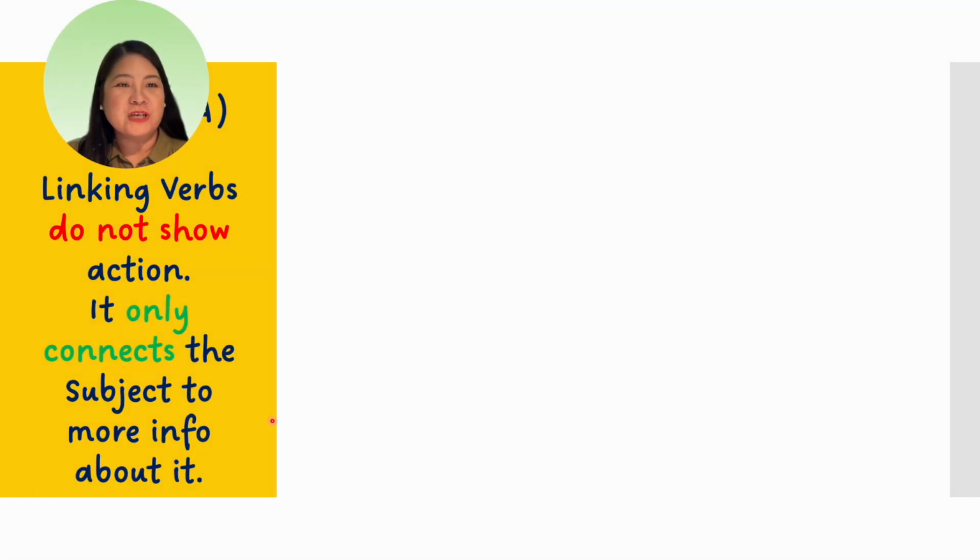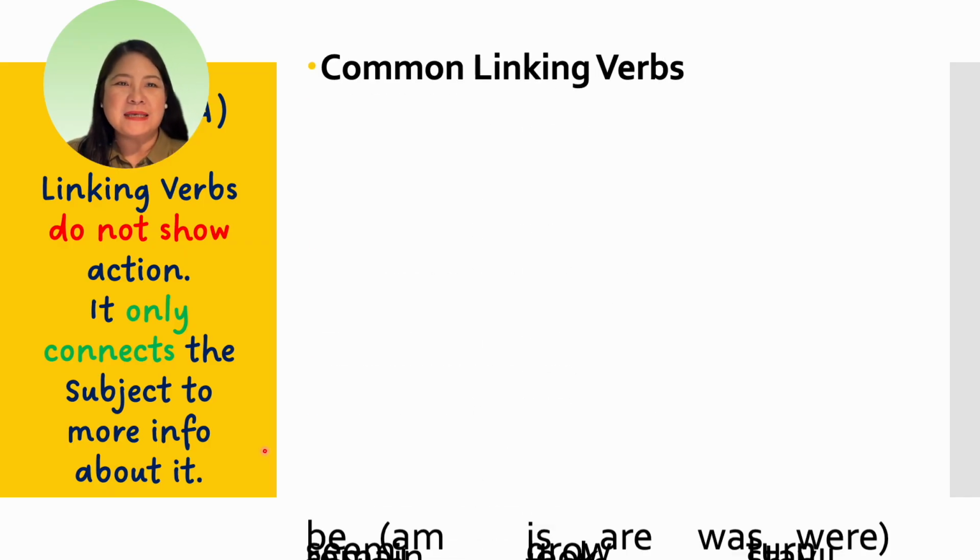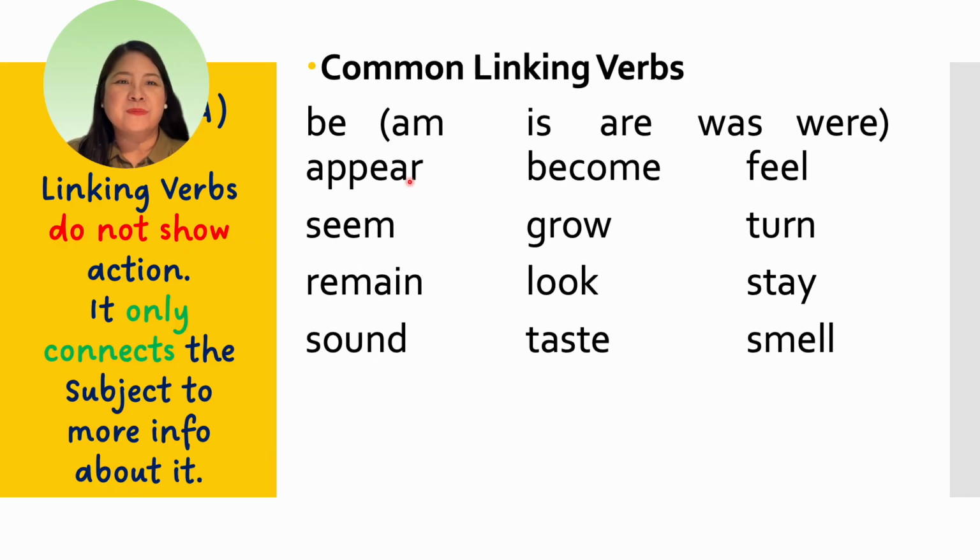Further information, linking verbs do not show action. A linking verb only connects the subject to more information about it. Okay, common linking verbs, guys. We have the be verbs am, is, are, was, were. Appear, become, feel, seem, grow, turn, remain, look, stay, sound, taste, smell. They do not show action.